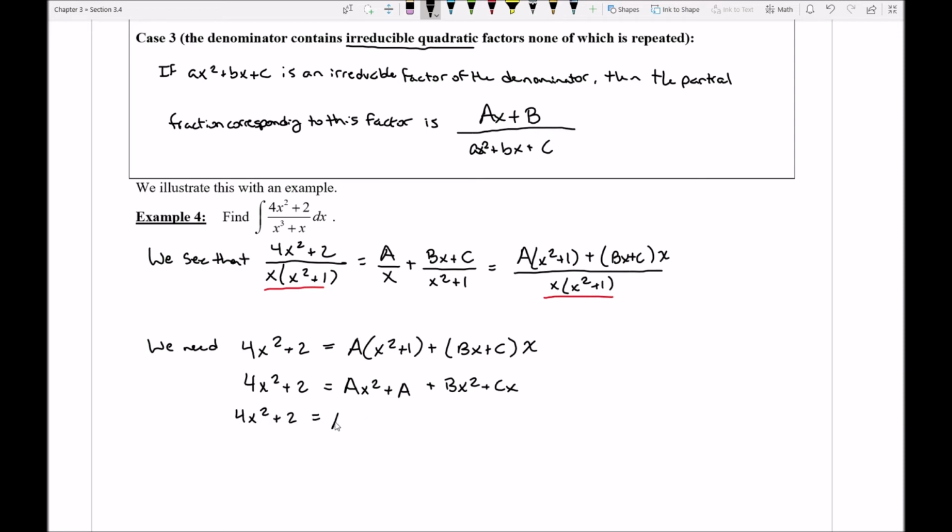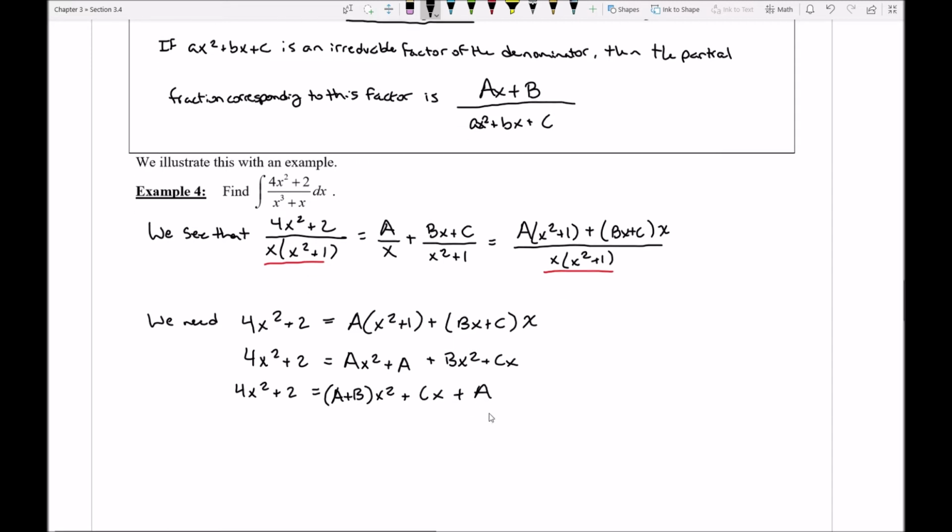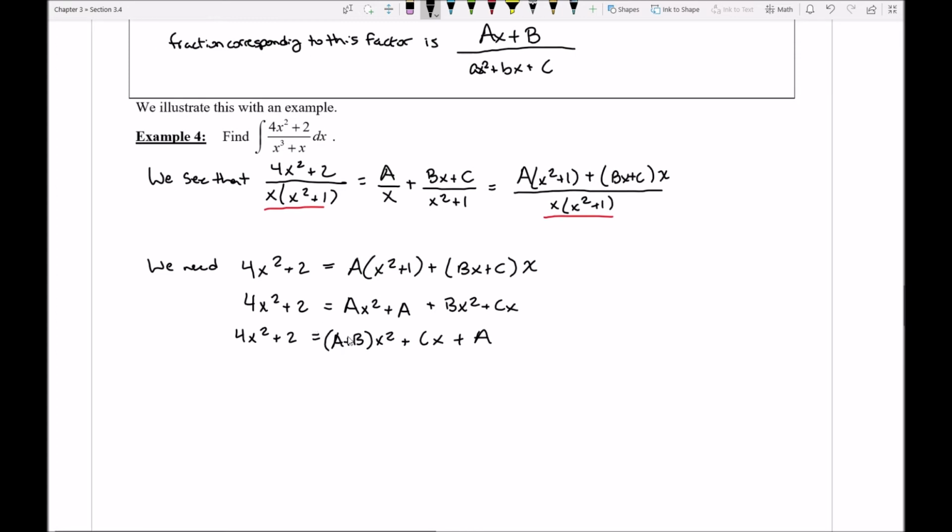Notice I can see here that I have a plus b x squareds. Right? I have a of them over here, b of them over there. I have c x's, and I kind of have a constant of a. Now this is again a new way of thinking about finding the values of a and b, but hopefully it should still make sense. If these two sides are supposed to be equal, don't they have to have the same number of x squareds? Don't they have to have the same number of x's? Don't they have to have the same constant at the back?